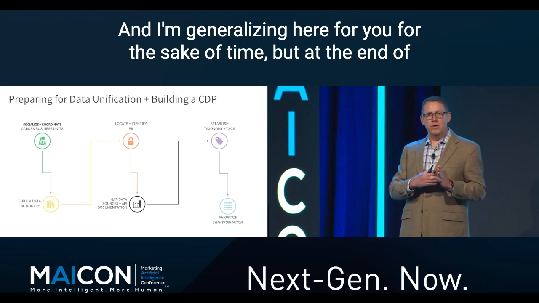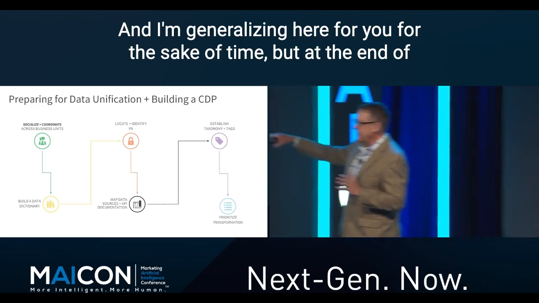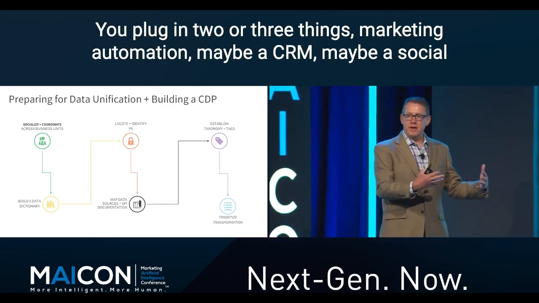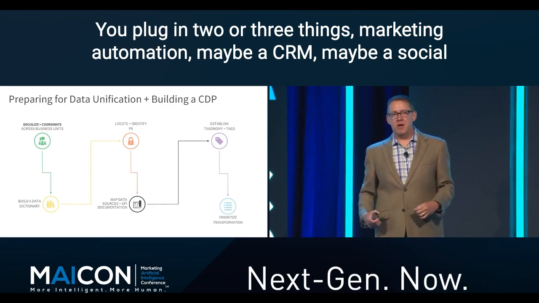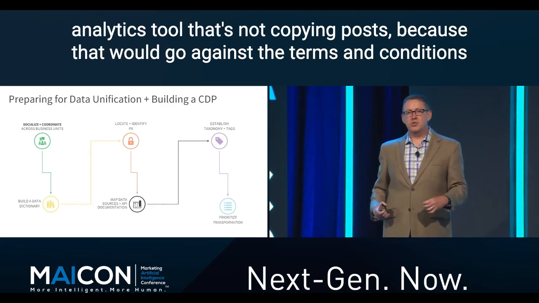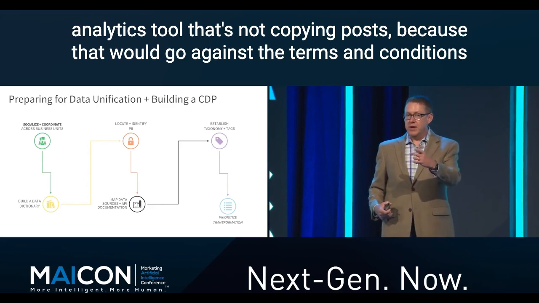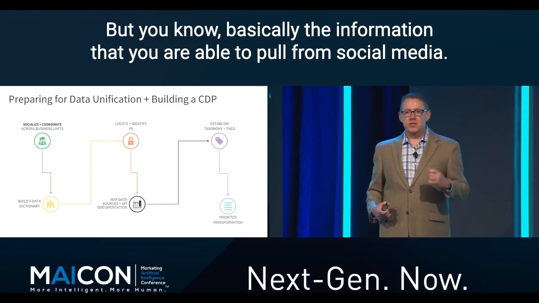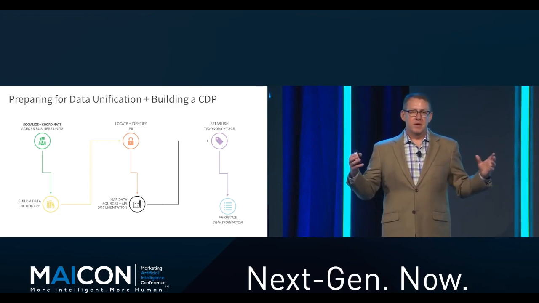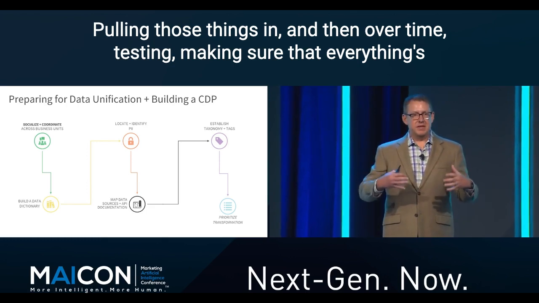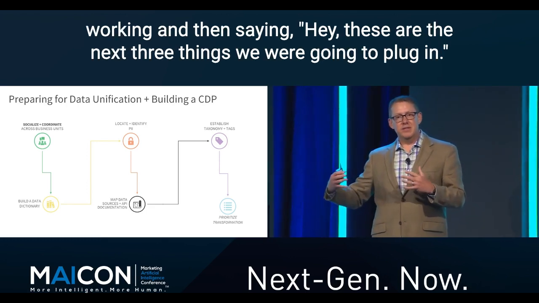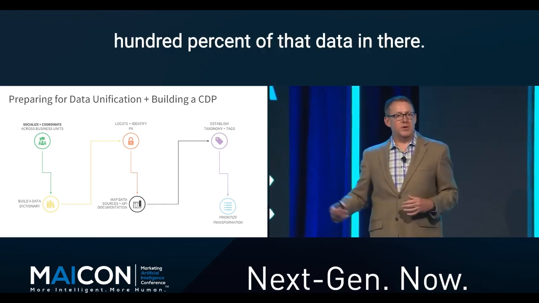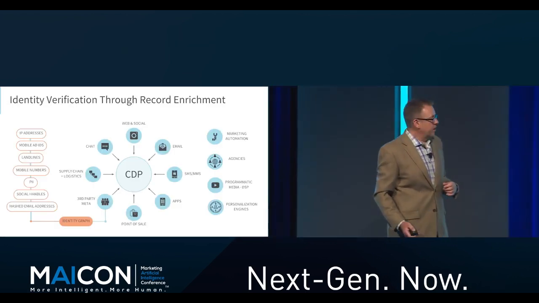And I'm generalizing here for the sake of time, but at the end of the day, you'll be able to prioritize. You don't plug everything in at once. You plug in 2 or 3 things: marketing automation, maybe a CRM, maybe a social analytics tool that's not copying posts, because that would go against the terms and conditions that Twitter and Facebook have out there. But basically the information that you are able to pull from social media, pulling those things in, and then over time, testing, making sure that everything's working, and then saying, hey, these are the next 3 things we're going to plug in, these are the next 20 things we're going to plug in, until you have 100% of that data in there.